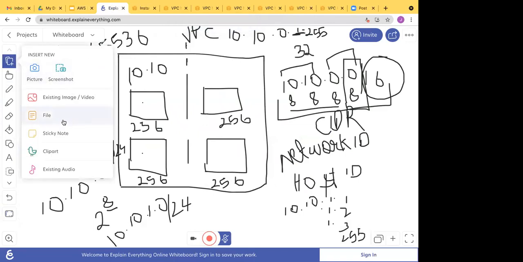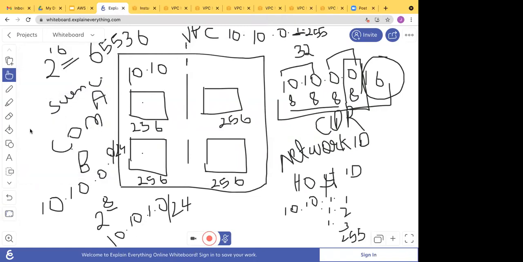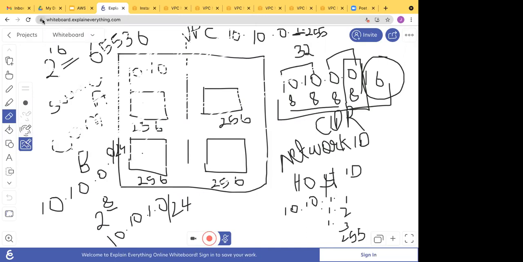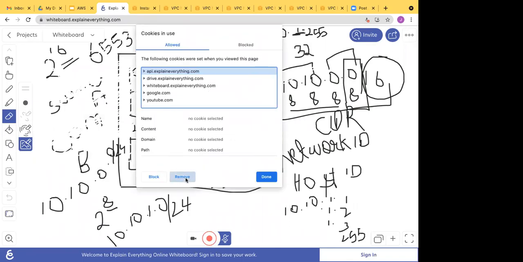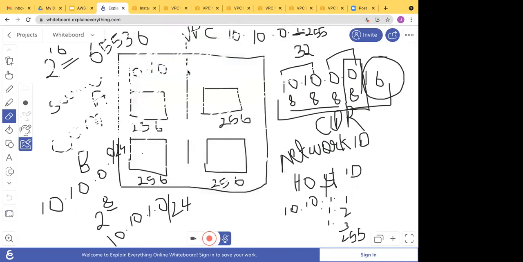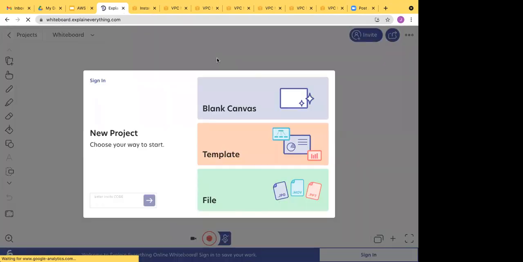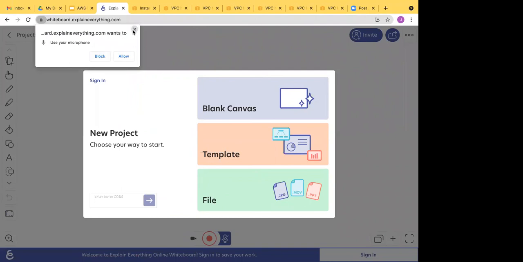I hope it lets me draw something. Do you guys see any option to erase this completely? Maybe you can try to refresh the URL. Yeah, let me just delete all. The other two attendees dropped off. I don't know whether they were not able to follow or some network issue. Yeah, no issue.